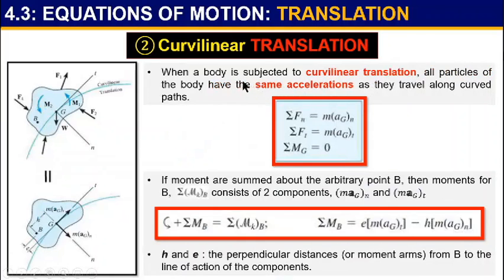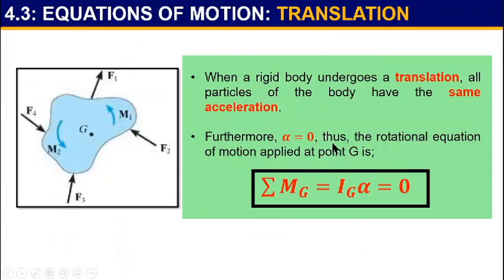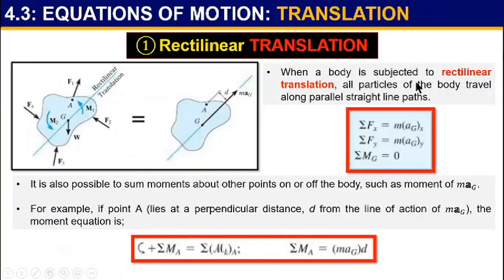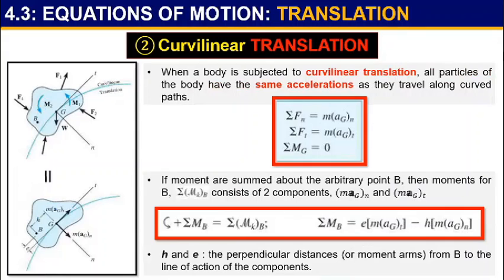How about curvilinear translation? When a body is subjected to curvilinear translation, all particles of the body have the same accelerations as they travel along a curved path. So, sigma Fn equal to m aGn. What is n? n is normal. Sigma Ft, tangential, equal to m aGt, tangential. And the total moment at point G is equal to 0 because it's translation motion. Either it is rectilinear or curvilinear, the moment at point G is equal to 0.